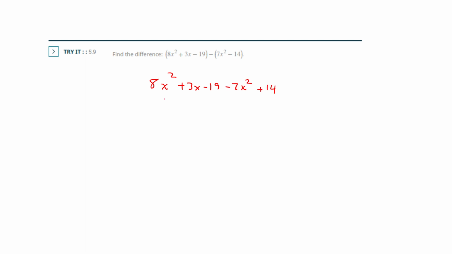And I'd get this. That's the same team. I've got 8 of them on the x squared team minus 7. I've got 1 guy on the x squared team. There's nobody else on the x team, and they cannot go together. This is adding and subtracting, so they cannot be put together. And then I've got minus 19. So you owe me 19, but you paid back 14. You're still in the hole 5.